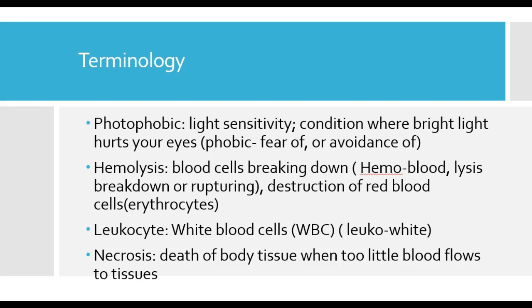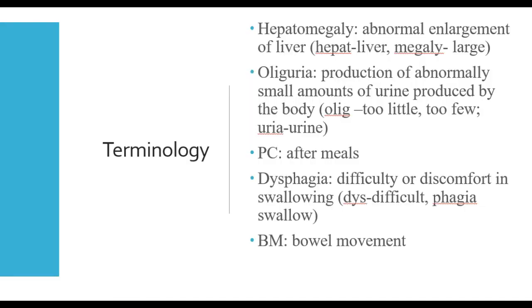Leukocytes. Basically, leukocytes, you're looking at those white blood cells. You might also see WBCs. Okay? Necrosis. That's the death of body tissue when too little blood flows to the tissue. That's when you might see the skin turn black. There's death of that tissue. So if you look at your skin, you'll see a nice color in your skin. No black is there. And I really mean it turns black. That's considered necrotic tissue. Death of body tissue.